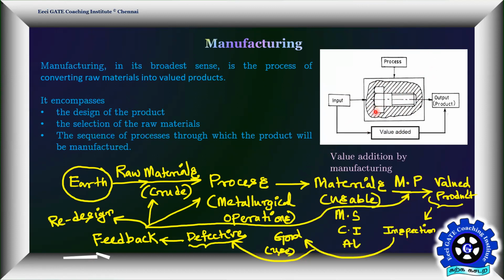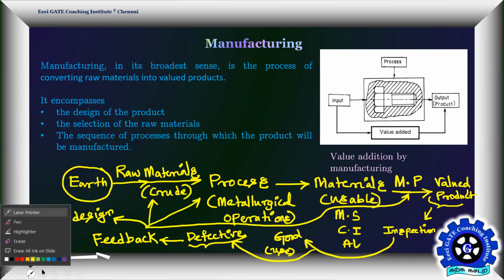It's a bolt, right? So now, if you want to make this bolt, you have to give some input, and you have to give some processes. Then only this product will be coming as output. So can anyone say what is the input? What is the input? Anyone? What might be the input? The input will be the raw materials. Excellent.